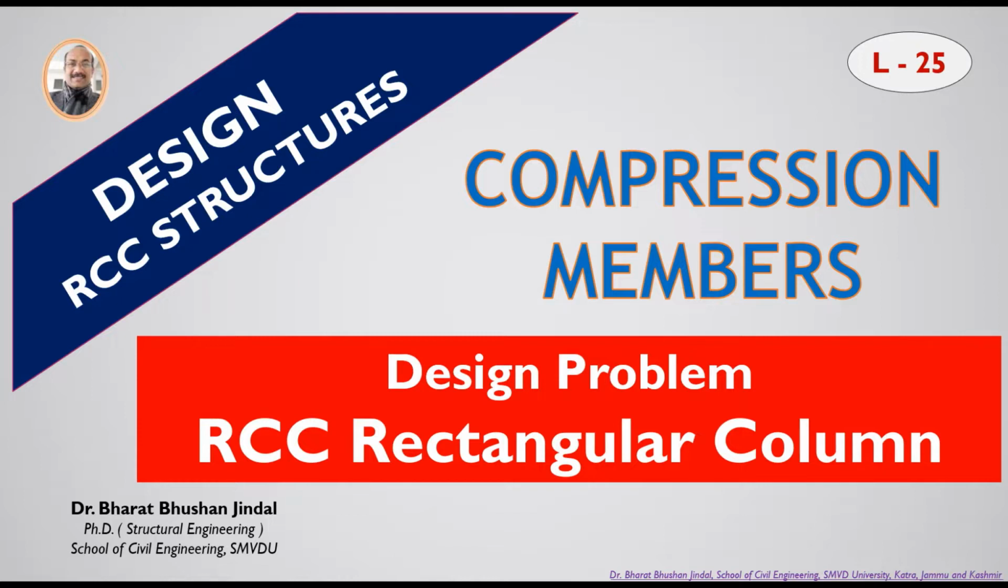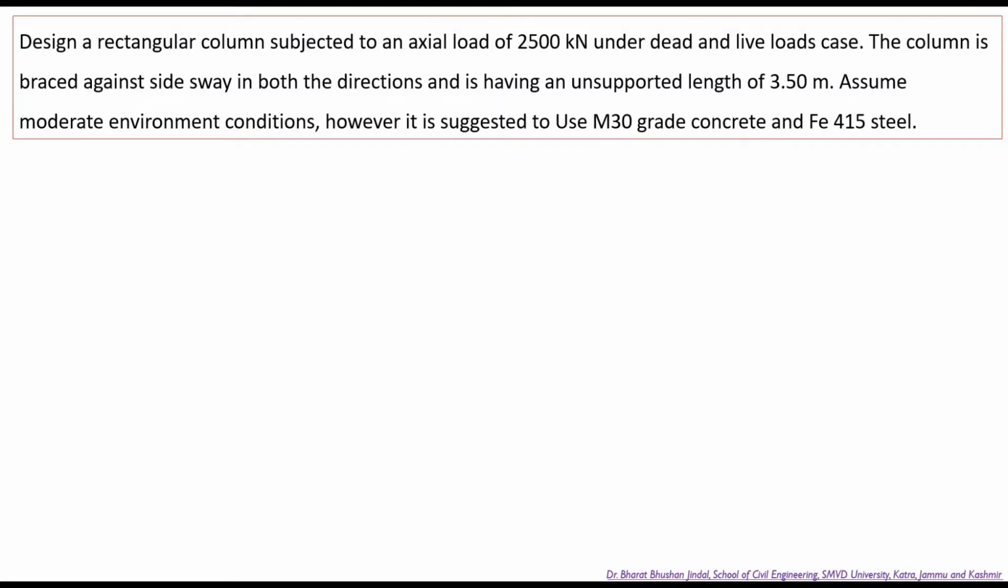Even in this design problem I have taken a problem related to a rectangular type of section, with the same methodology. That means we have to consider an axially loaded RCC rectangular column. Let us first understand the problem statement. We have to design a rectangular column subjected to an axial load of 2500 kilonewton. You can see the load is quite high as compared to previous problems, so this much load we have to take into consideration.